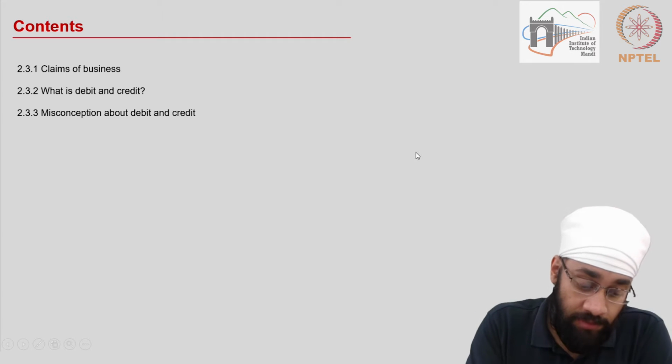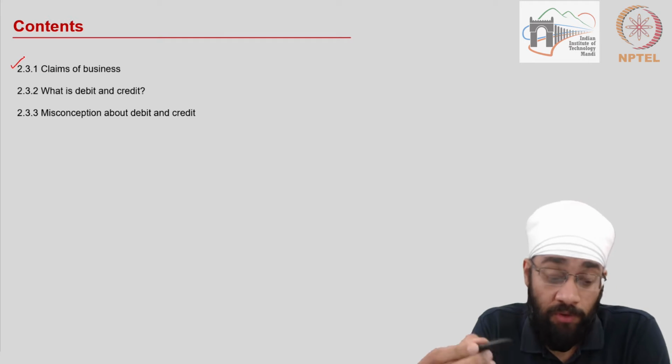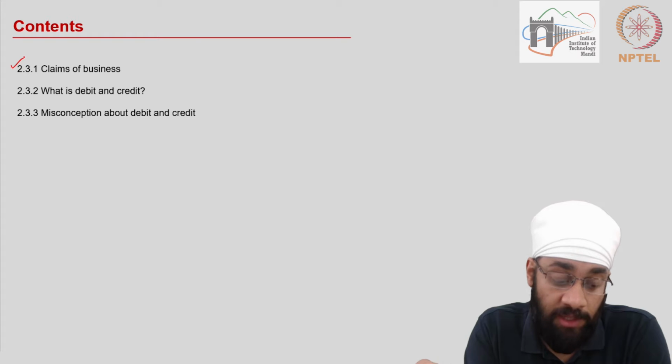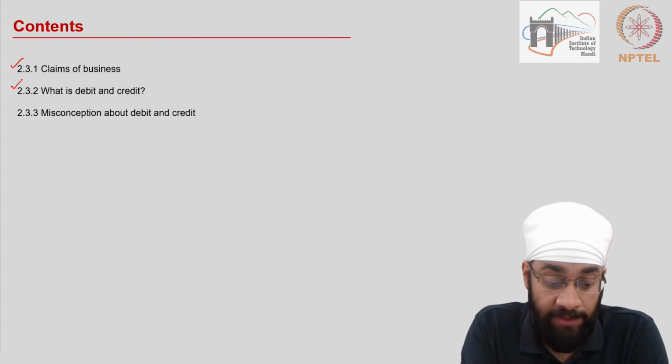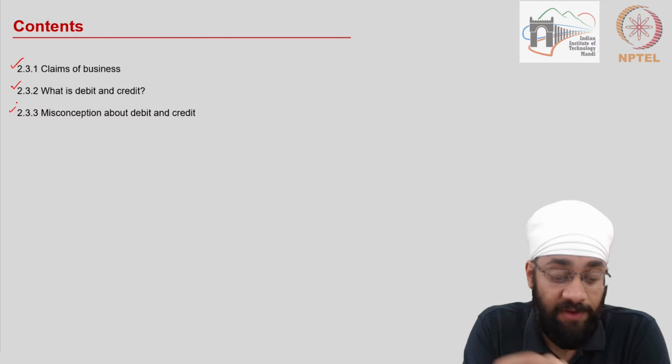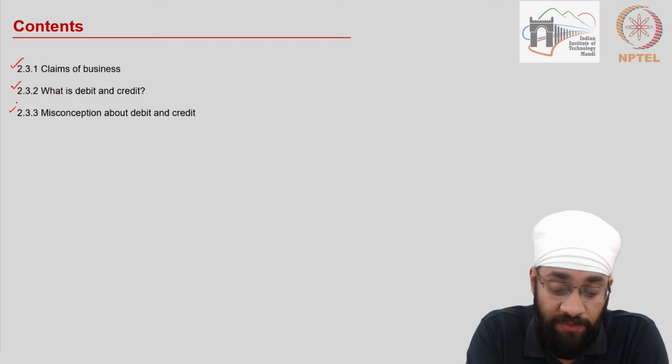So there are three short topics that we will go over. We're going to talk about the concept of claims of business over something, and then I'm going to introduce you to the two words debit and credit, and I'm going to clarify one misconception or confusion about these two words.